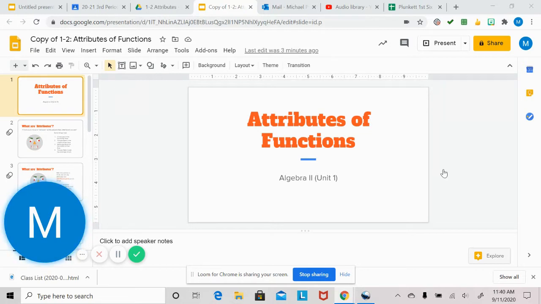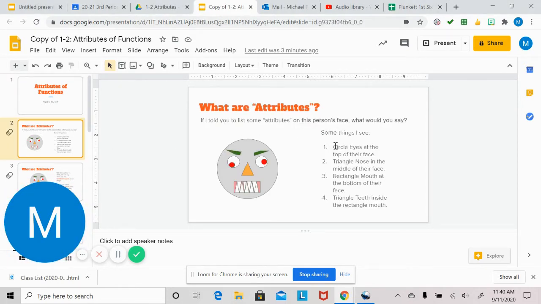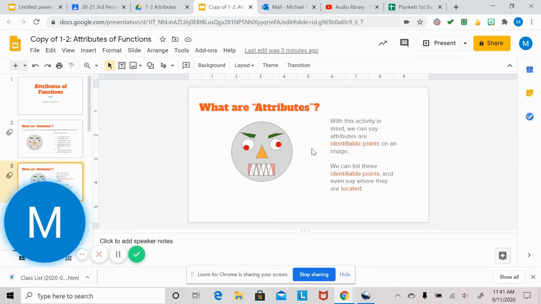Before we talk about attributes in the math sense, we're going to talk about how you might use them in your daily lives. If we're talking about attributes of someone's face, they're things that stand out to you, like their circle eyes, the triangle nose, the rectangle mouth, or the triangle teeth. What we can do with these attributes that we picked out is that they're identifiable points. They're points that we can reference and go back to.